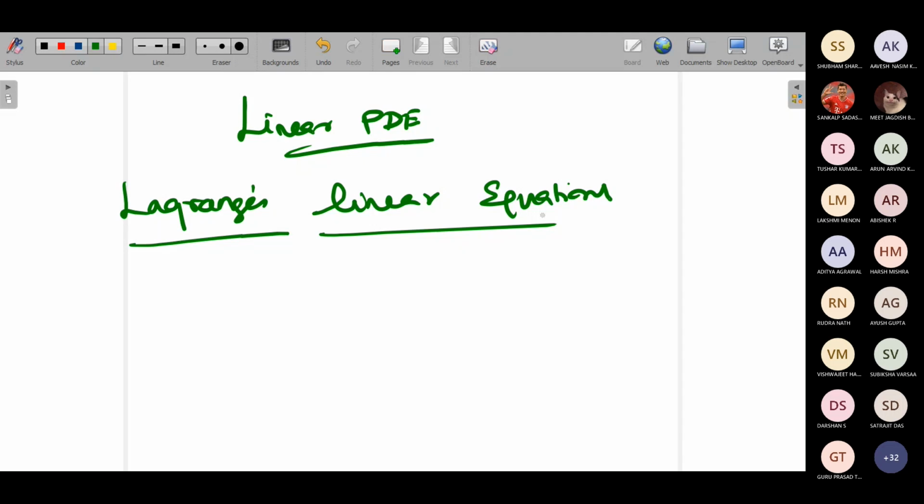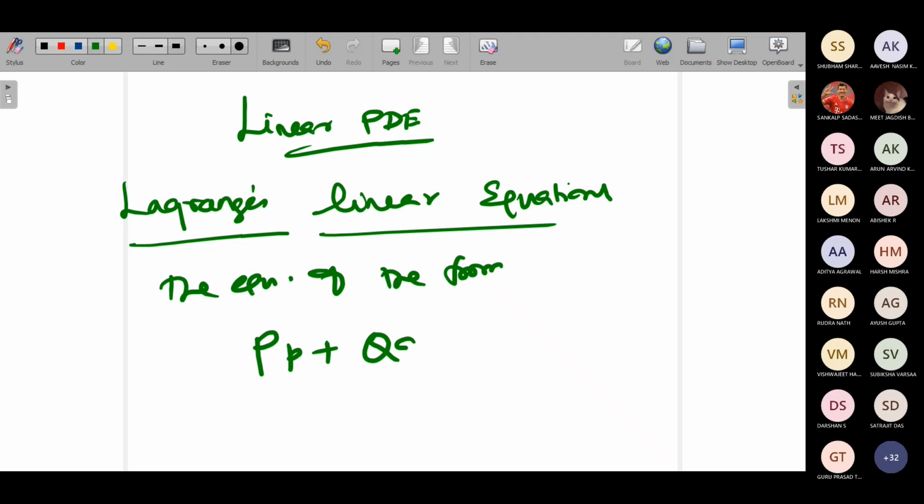So what are the equations? The equation of the form Pp plus Qq equal to R is known as Lagrange's linear equation.